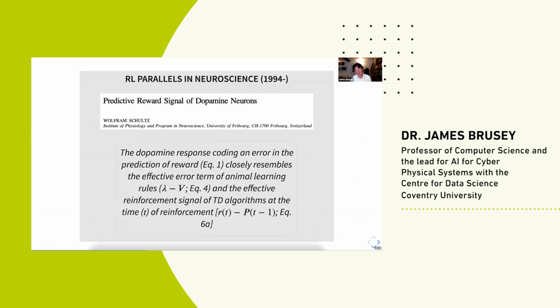And more recently, there have been parallels drawn to dopamine. There's some work saying that the mechanisms, in terms of equations, that are going on in dopamine are actually incredibly similar to the mechanisms that are going on in temporal difference learning.